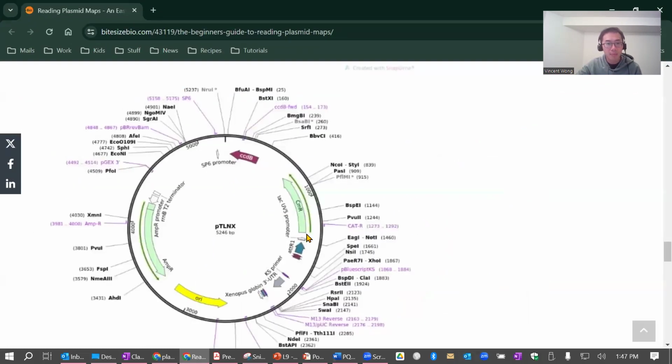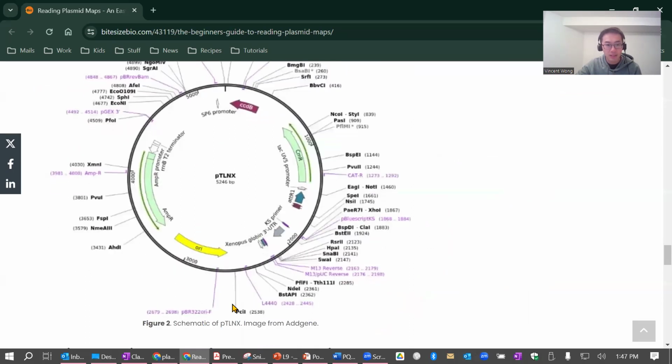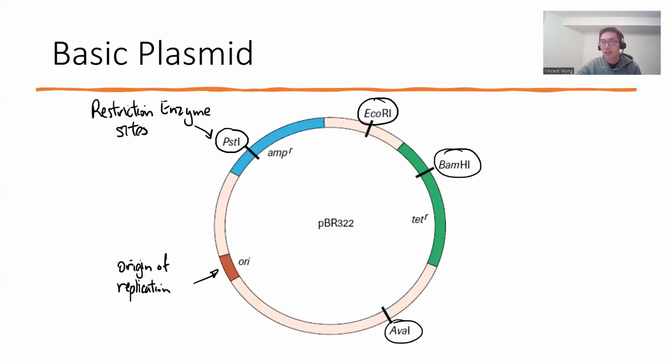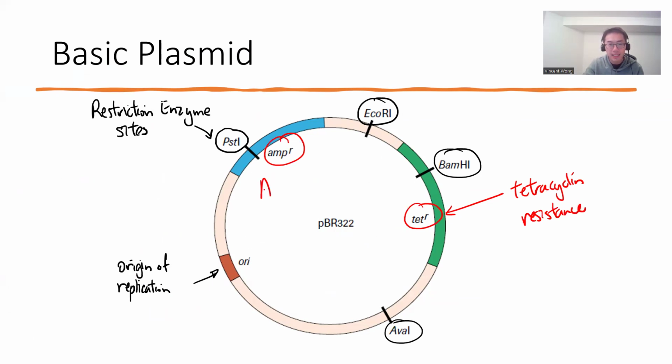So this is the plasmid map, and you can see that's the origin of replication. Okay, and all these black things, that's restriction enzyme sites. So it's very versatile where you can insert. And then in addition, we also have these selection markers. So TetR stands for tetracycline resistance gene. This is ampicillin resistance.